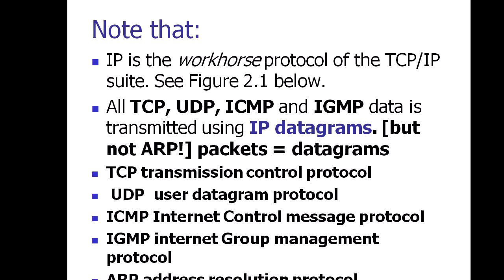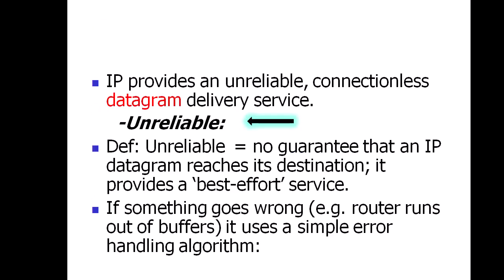Right, so TCP stands for Transmission Control Protocol. UDP simply stands for User Datagram Protocol. ICMP stands for the Internet Control Message Protocol, and I'll illustrate one use of ICMP in a few moments. And IGMP is the Internet Group Management Protocol, which I'm not going to say any more about. Right, so first of all, let me tell you a little bit about the general characteristic of IP. IP provides an unreliable, connectionless datagram delivery service.